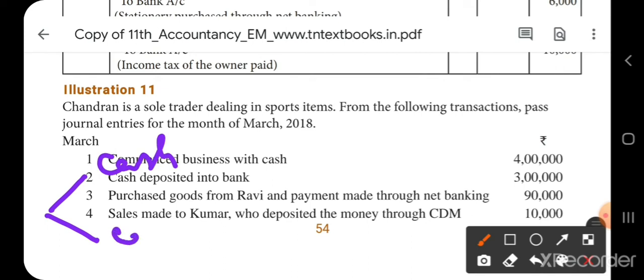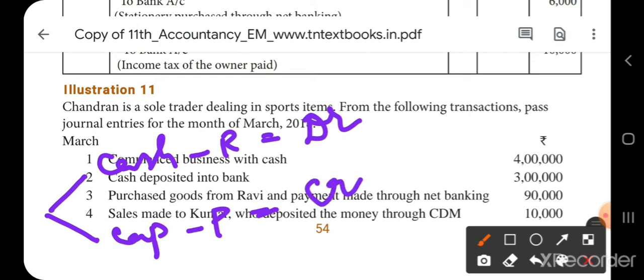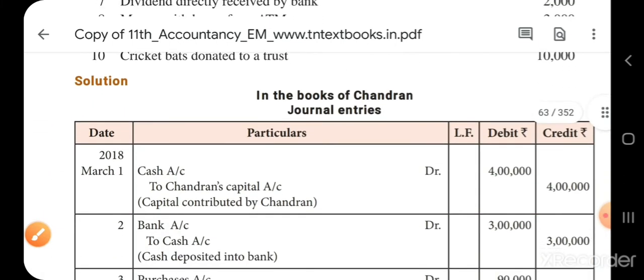What are the two accounts involved? Cash and capital. Cash is a real account, capital is a personal account. Apply the rule for real account: debit what comes in, credit what goes out. Here, cash is coming into the business, so debit what comes in. Personal account, what is the rule? Debit the receiver, credit the giver. Here, Chandran is giving cash to the business as capital, so credit Chandran's capital account. The entry is cash account debtor to Chandran's capital account.